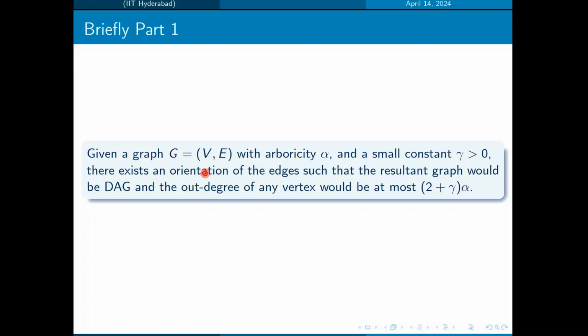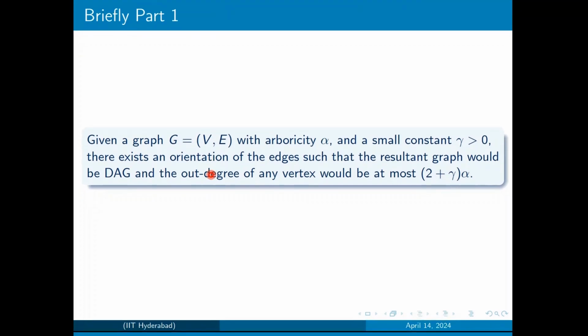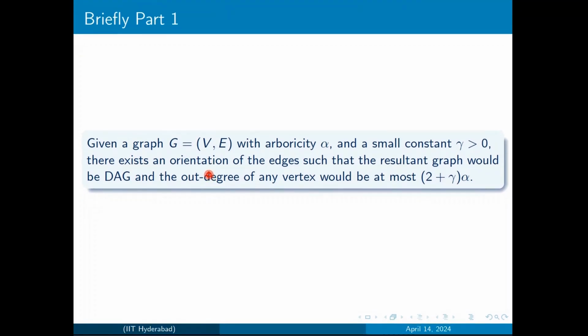Okay, let's continue the (2 + epsilon) times alpha vertex coloring algorithm. We have seen that this algorithm is divided into two parts, where in the first part some partitioning algorithm was there, and in the second part some coloring algorithm is there. I will be discussing the second part, which is the coloring algorithm.